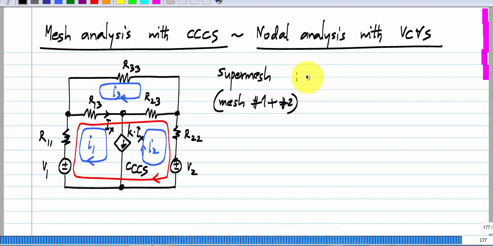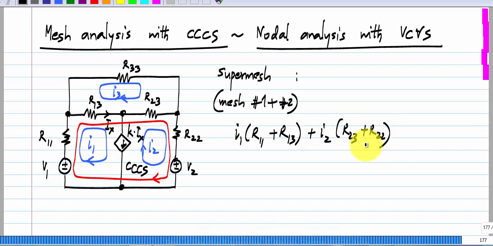Now what do we have there? We have to take the voltage drops here, R11, R13, R23, R22, and equate that to the total voltage rise in the loop. So I'll have I1 times R11 plus R13. If you look at it, I1 is flowing through R11 and R13, and I'll have plus I2 times R23 plus R22. I2 is flowing through R22 plus R23.